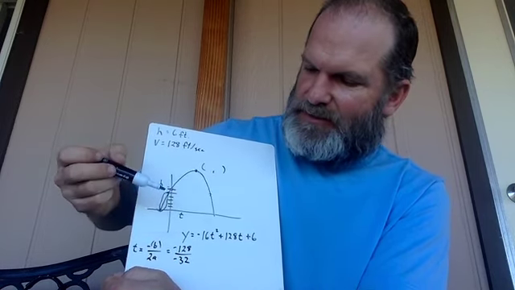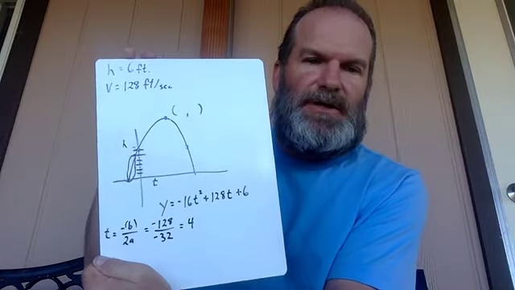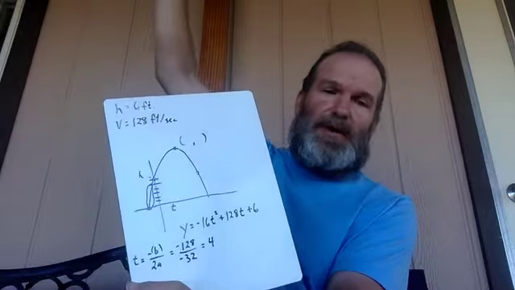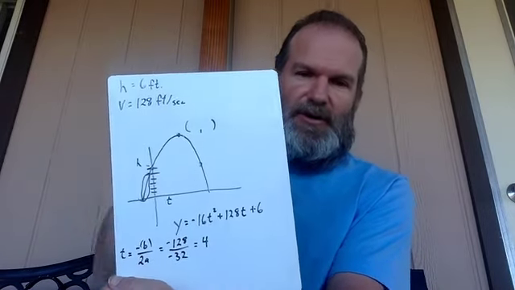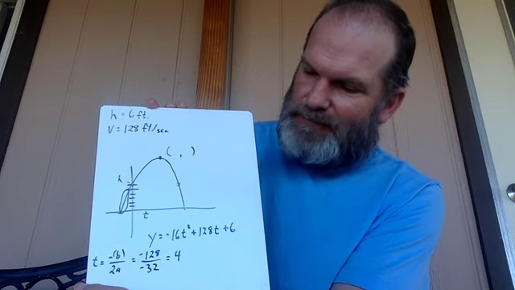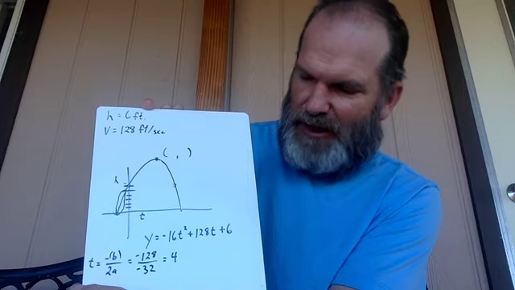And then a was negative 16, and when we double it, we get negative 32, and a negative divided by a negative is a positive, and 32 just happens to go into 128 a nice even 4 times. So it actually takes 4 seconds. This ball is going to be going up and up for 4 seconds, which is pretty long. So 128 feet per second, that might be a little faster than a human can throw a ball, but maybe not.